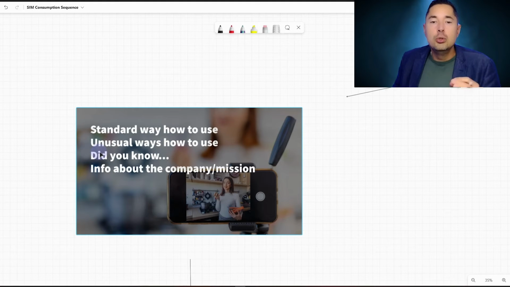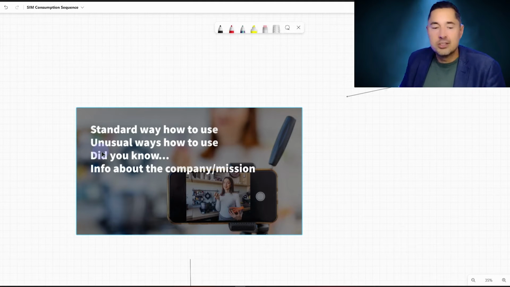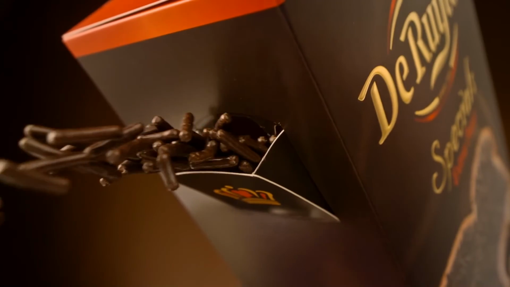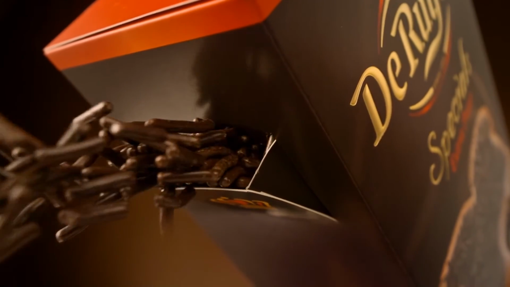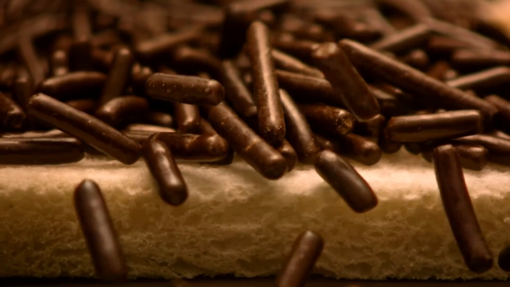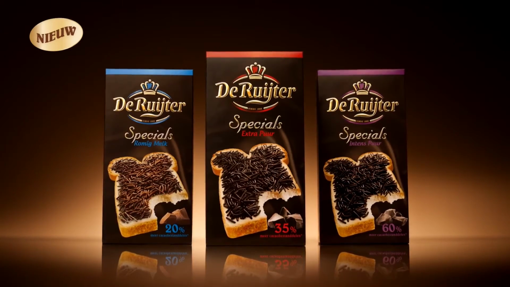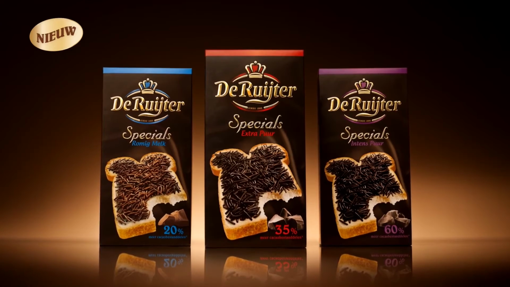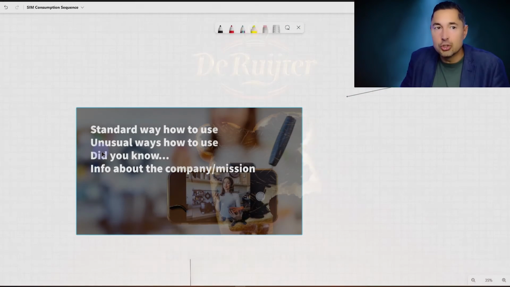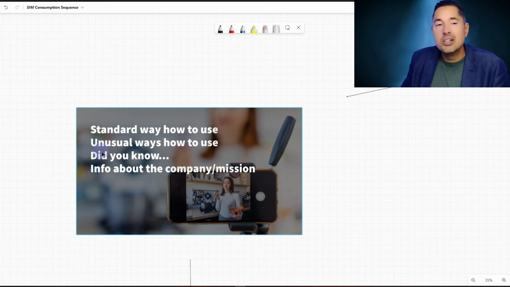There are also unusual ways how to use. And I'll give an example of something that we use here in the Netherlands. You have these things that we put on our sandwich, right? It's almost like chocolate sprinkles. We're the only people in the world doing this, right? So it's quite weird, but actually we do it. And an unusual way for us how to use this, which is called hagelslag, would be to put it on a cake or put it on something like a dessert. So it's not the original intent behind the product, but you can actually use it for that as well.